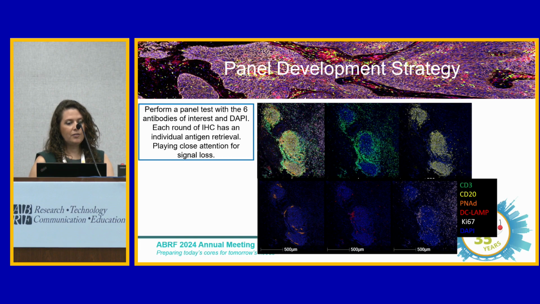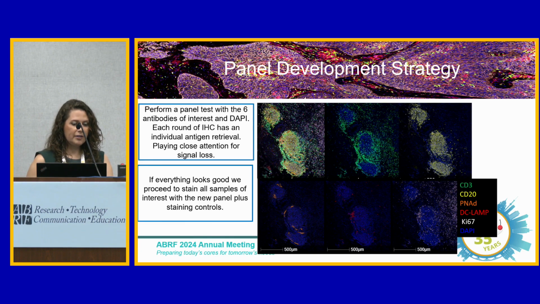Once you have identified the antigen retrieval and antibody dilution that you think is optimal for your tissue, then we typically perform a panel test with all of the 6 antibodies of interest and DAPI. Again, each round of IHC has its individual antigen retrieval buffer. And when we do our panel test, we're really paying close attention for signal loss. So if you see signal loss in this context, you could always move the antigen to the first position or to an earlier position in the staining. This sometimes can compensate for that issue.